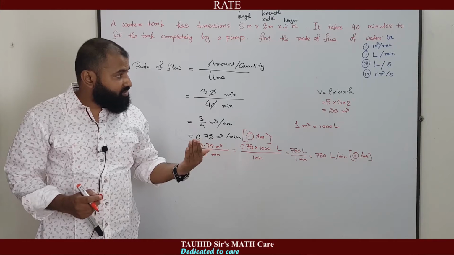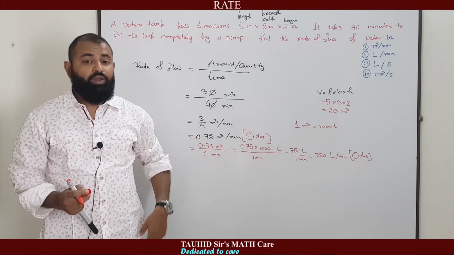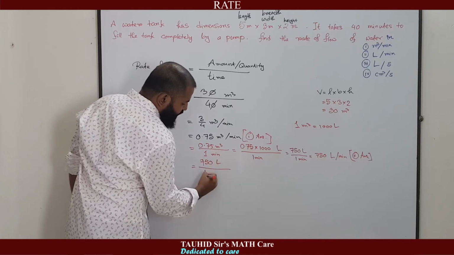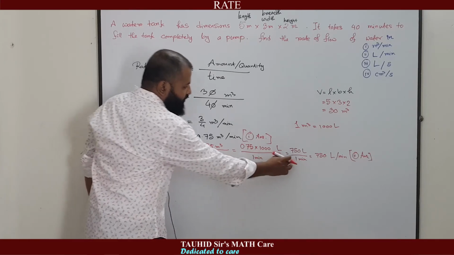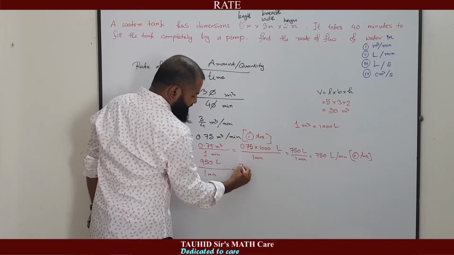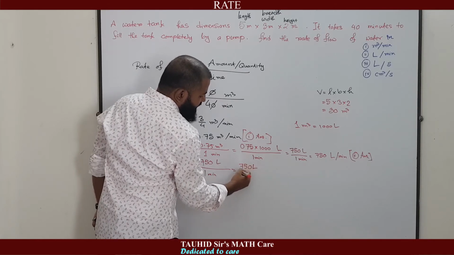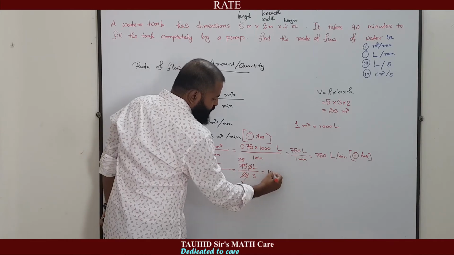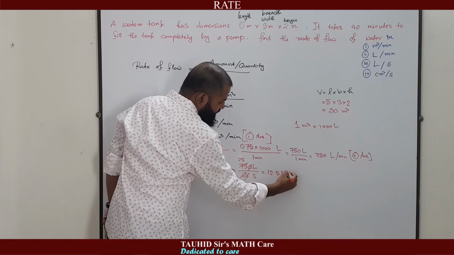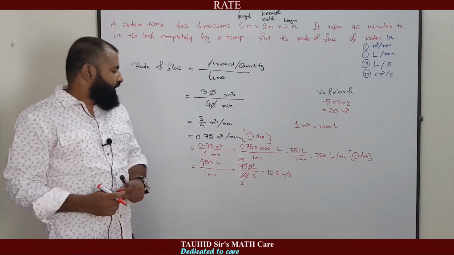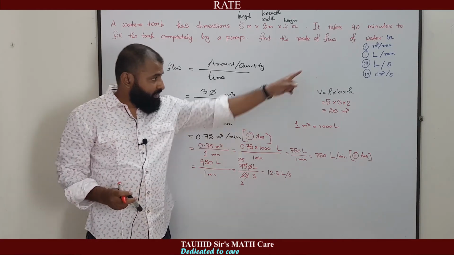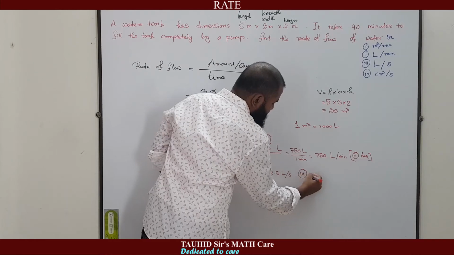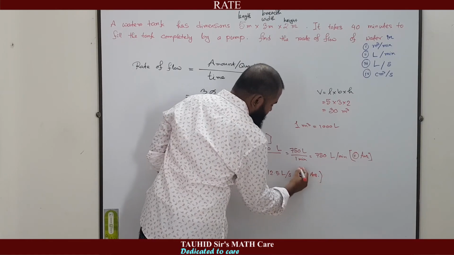What about question number 3? You are asked to find the value in liter per second. 750 liter divided by 1 minute, we found it here. That means 750 liter divided by 60 seconds, which is 12.5 liter per second. Therefore, the rate of water flow in unit liter per second is 12.5 liter per second. This is the answer of question number 3.